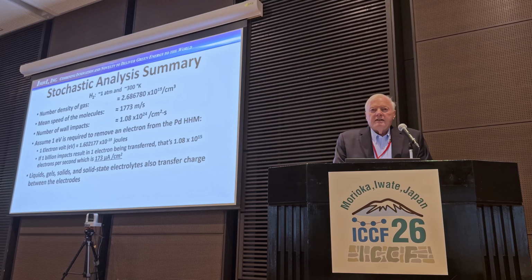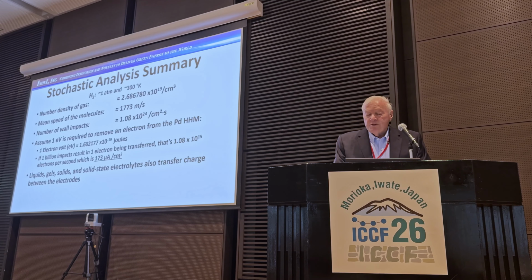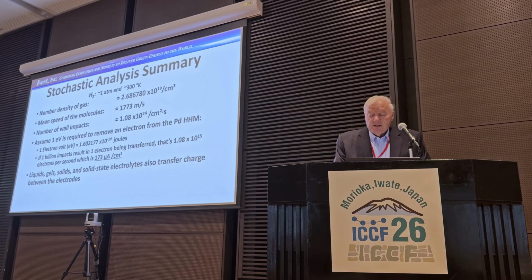Okay, let's take an example and see how it shows up. We assume hydrogen at 1 atmosphere, 300 Kelvin. The number density of gas at that is 2.686 times 10 to the 19 per cubic centimeter. The mean speed of the molecules is 1,773 meters per second. The number of wall impacts, as I've mentioned, is 1.08 times 10 to the 24. If we assume that one eV is required to remove an electron from the PD hydrogen host material, an electron volt has 1.6 times 10 to the minus 19th joules.